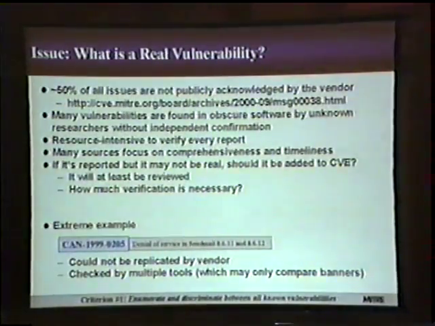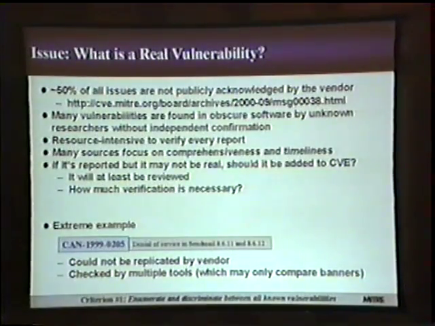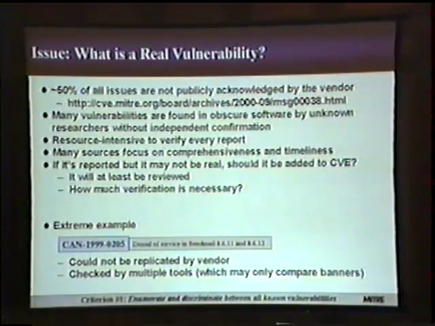So let's consider one particular extreme example. Some denial of service vulnerability was discovered in Sendmail, these two particular versions, reported a few years ago to Bugtraq. The vendor himself said, I can't replicate this. There was a long thread on Bugtraq dealing with a lot of other issues, but no one else spoke up and said, yes, I was able to replicate this issue. Nonetheless, this particular denial of service in Sendmail vulnerability is in a number of different security tools. Now, why is that, when the vendor himself isn't necessarily even sure that it's real?